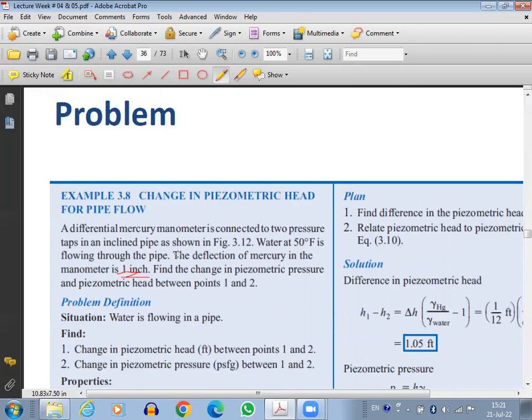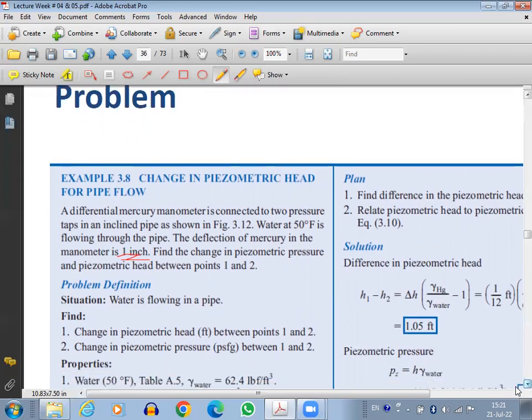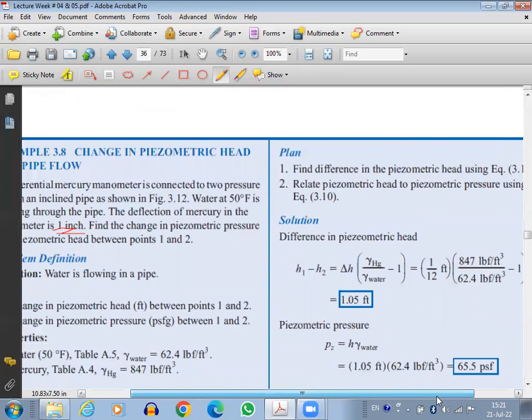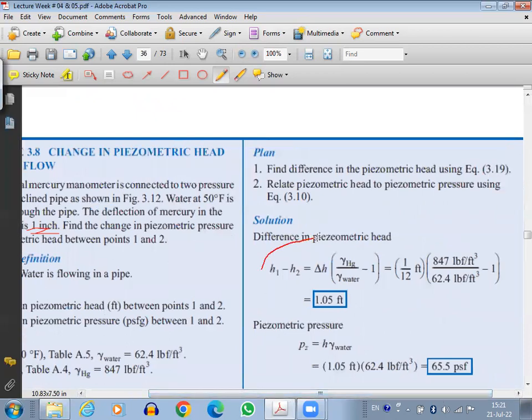Find the change in the piezometric pressure and the piezometric head between the two points. So we need to find this change, and it can be found simply by this formula. As I told you, this formula will be provided to you in the exam. But I can also ask you to produce this formula, because it is simply produced by using the main equation which we developed earlier. So there are both possibilities. Either I can provide you the formula and ask you to just plug in the values and solve the problem.